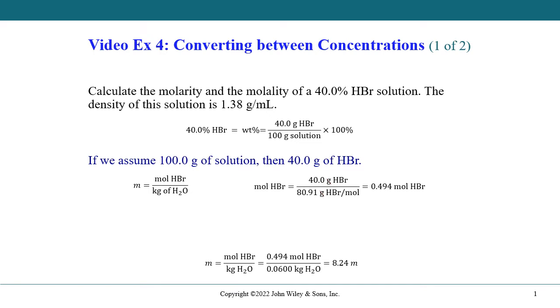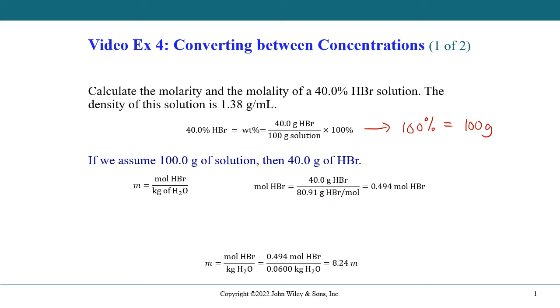All right, so what do we know? We know that 40% as a weight percentage can give us 40 grams per 100 grams. With percentage, you can always assume that 100% can be equal to 100 grams. If we do assume this, then 40 grams of what's in the solution is HBr.